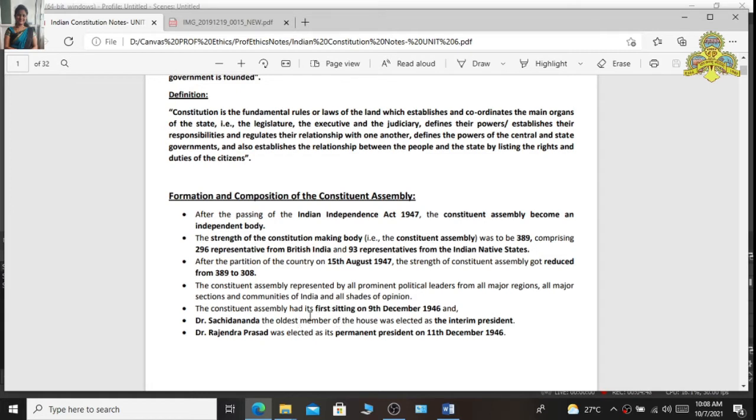The Constituent Assembly had its first sitting on the 9th December of 1946. Dr. Sachidananda was the oldest member of the House and he was elected as the interim president. Dr. Rajendra Prasad was elected as its permanent president on 11th December 1946.